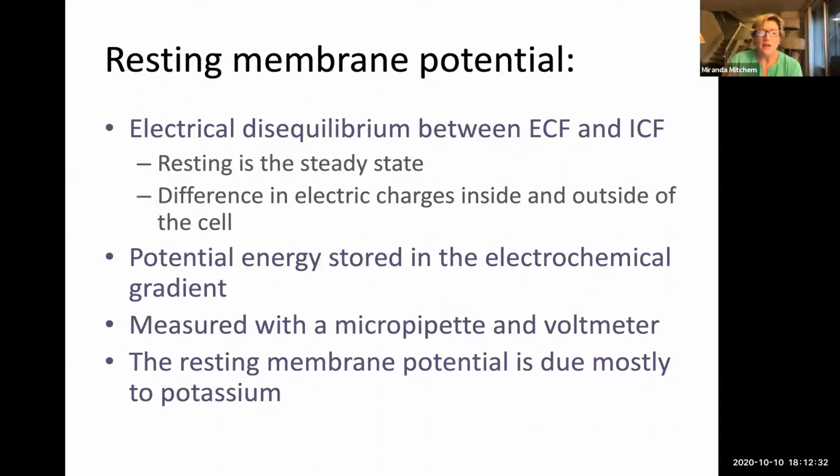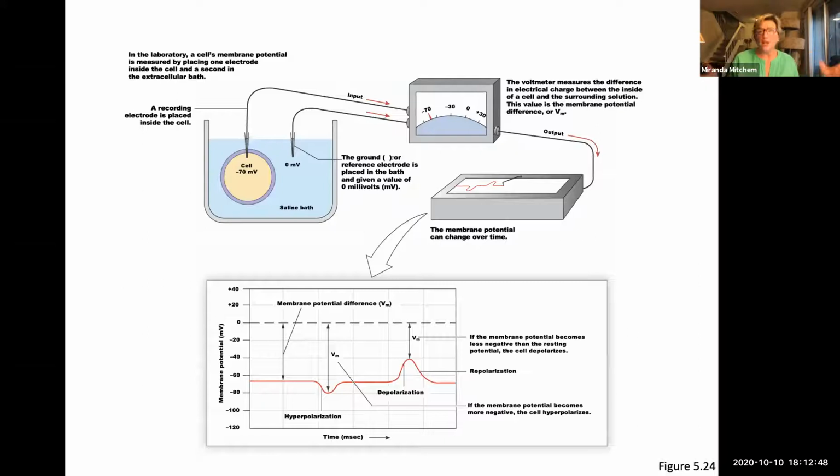Now that resting membrane potential is highly due to potassium, and there's a couple of reasons for that. It is true that potassium is higher concentrated inside the cell, and that is one of the reasons. But there are some other reasons as well. Cells are much more permeable to potassium than they are to the other ions, about 40 times more permeable. That means there's an opportunity for more potassium to move than other ions.